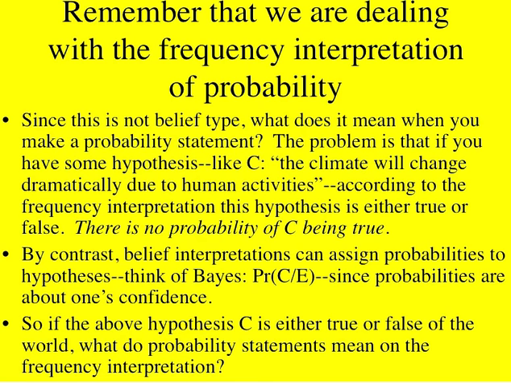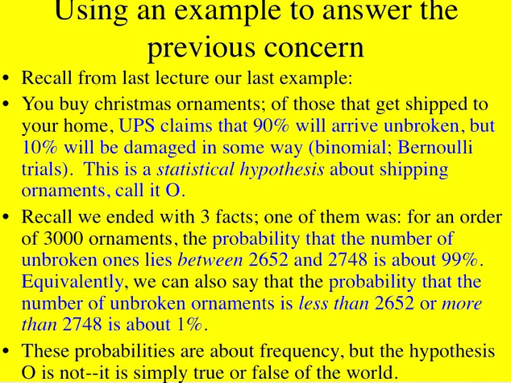This is in direct contrast to Bayes. Using our previous example from a previous lecture, remember the claim that 90% will arrive unbroken and 10% will be damaged in some way. The probabilities of 90% represent frequencies about the world. So UPS in this hypothetical case actually has past records on shipments of these ornaments, and out of, let's say, 1,000, 900 arrived unbroken. So that's where the 90% claim comes from. It's not about a hypothesis. It's either simply true or false of the world, and that's what frequency interpretation indicates. Okay?